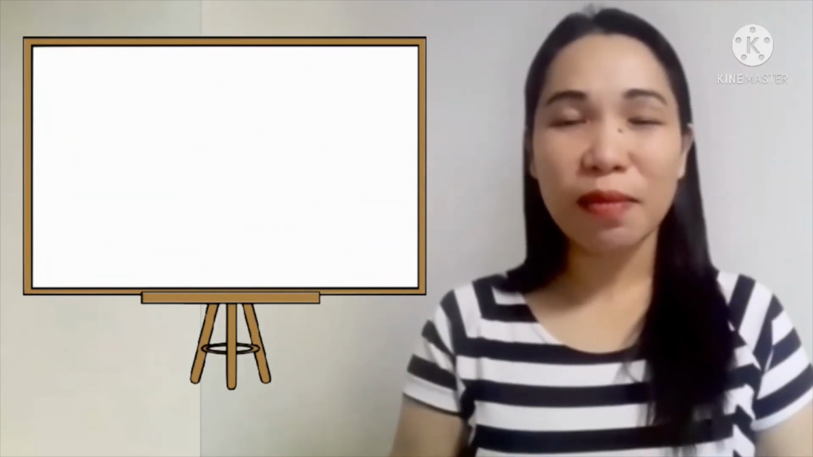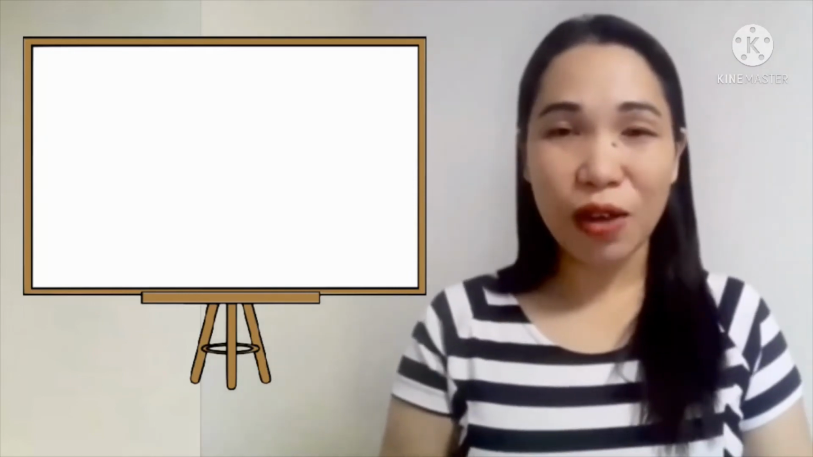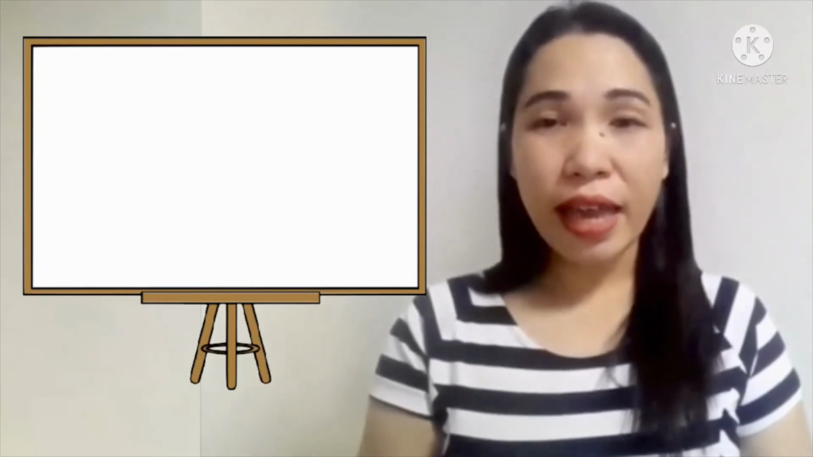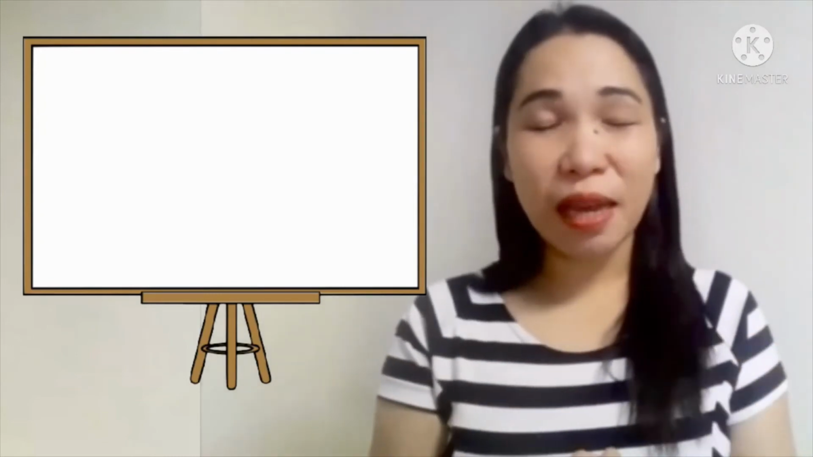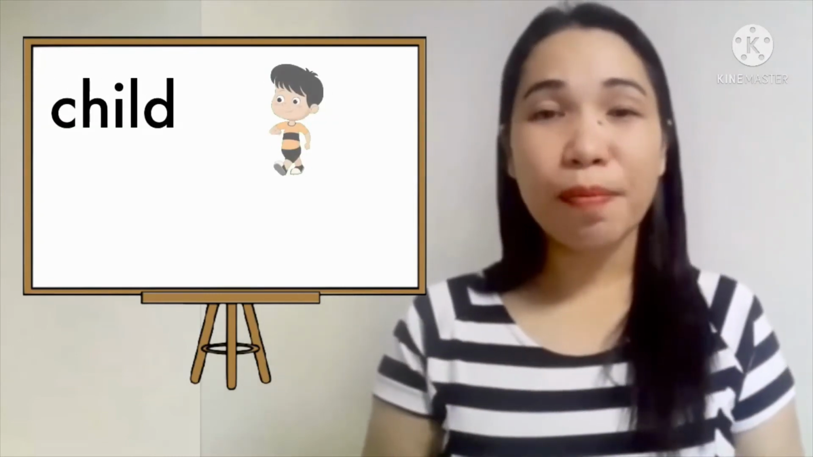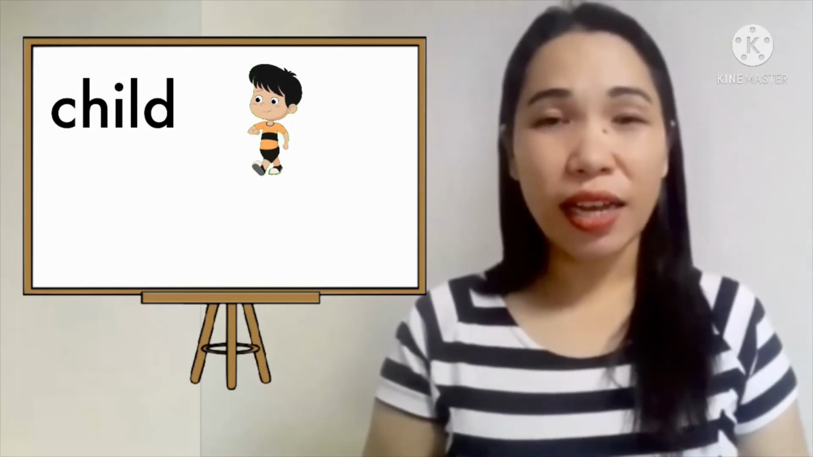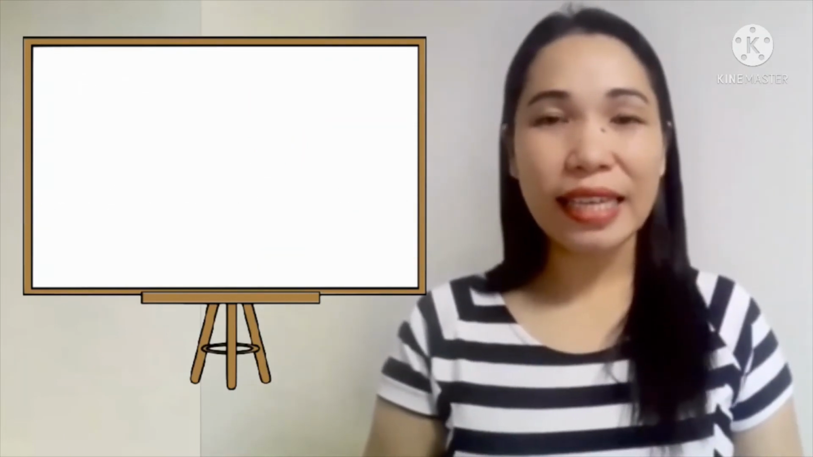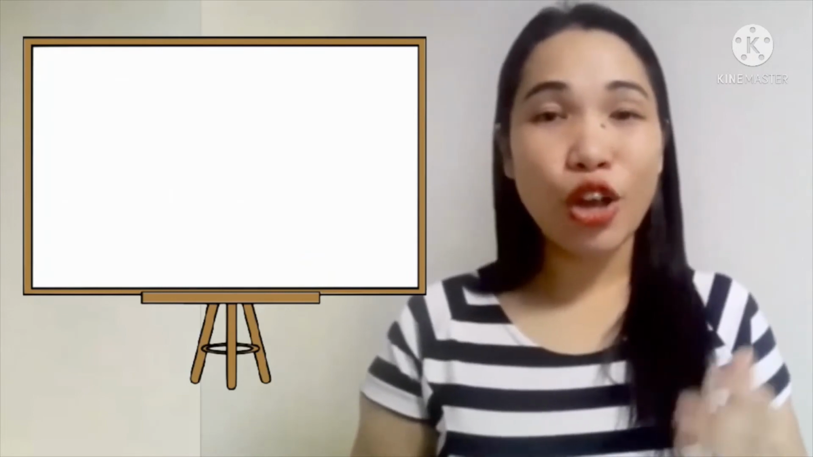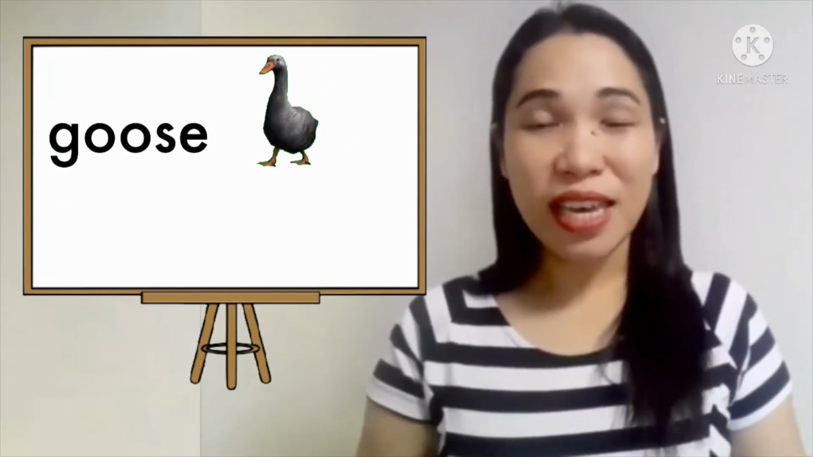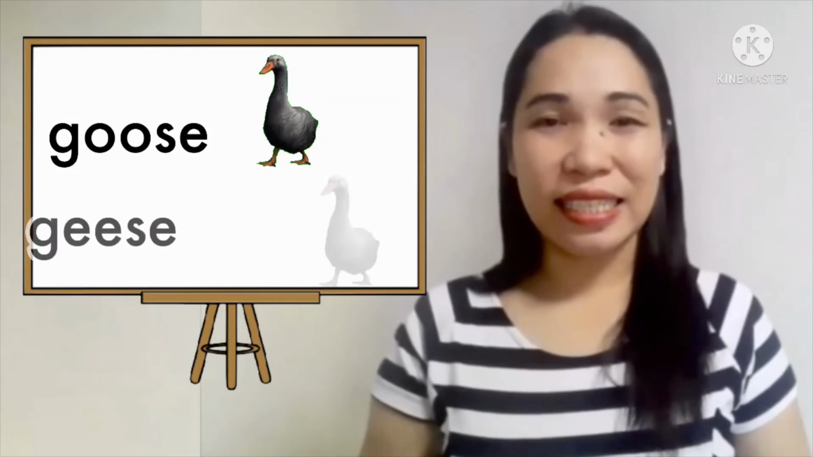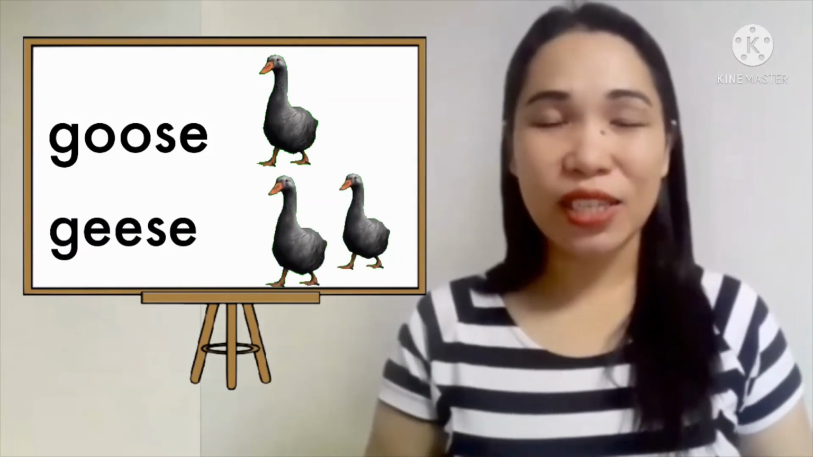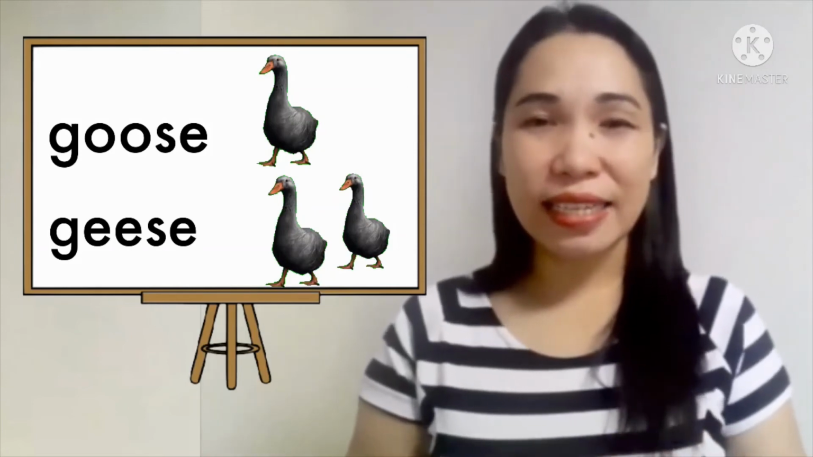So, nagbabago yung spelling. So, yun ang tinatawag na irregular nouns. So, now let's look at some examples of irregular nouns, singular noun to make it plural nouns. Okay, the first example is yun nga yung sabi ko, yung child. The plural form of the word child is children. Okay, children. Next is the word goose, magiging geese. Okay, hindi po magiging gooses. So, it becomes geese. So, goose, geese.